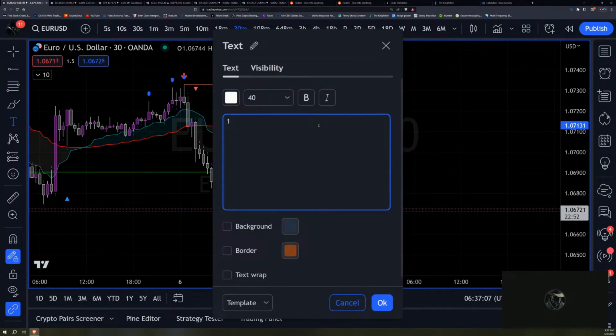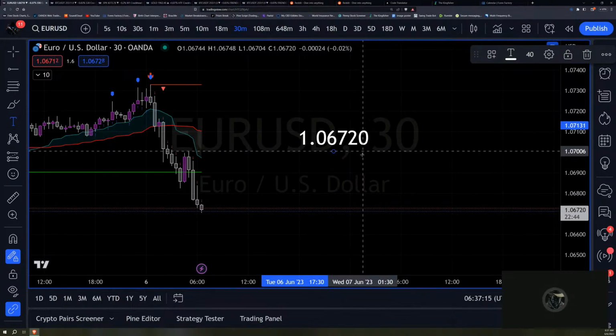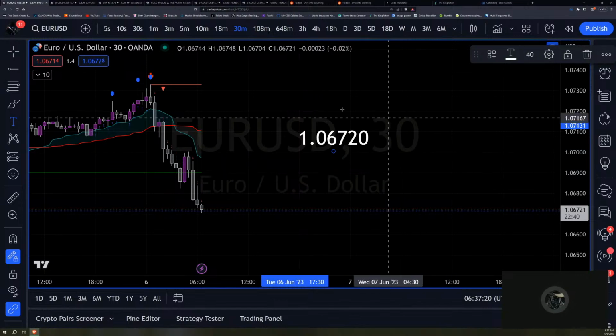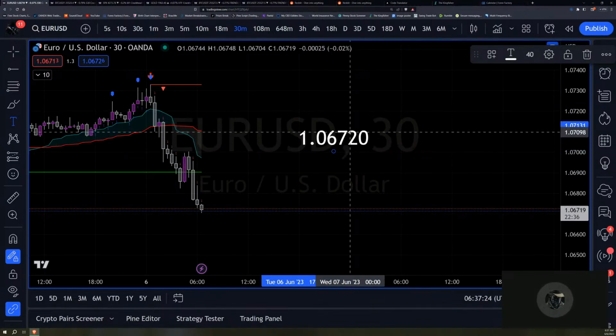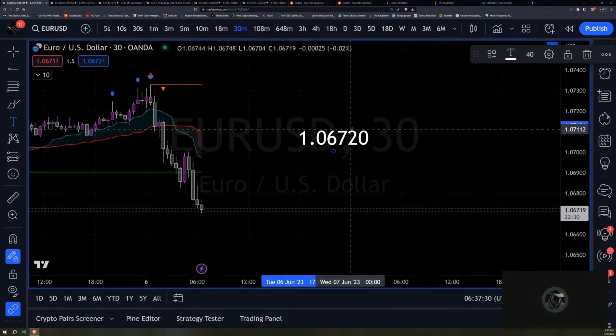1.06720. Okay. So that's the price right now, more or less. It keeps fluctuating. What is a pip? Well, a pip is, we divide this up, essentially 10,000. 10 thousandths of a cent in this case. And that's how it is with USD pairs.